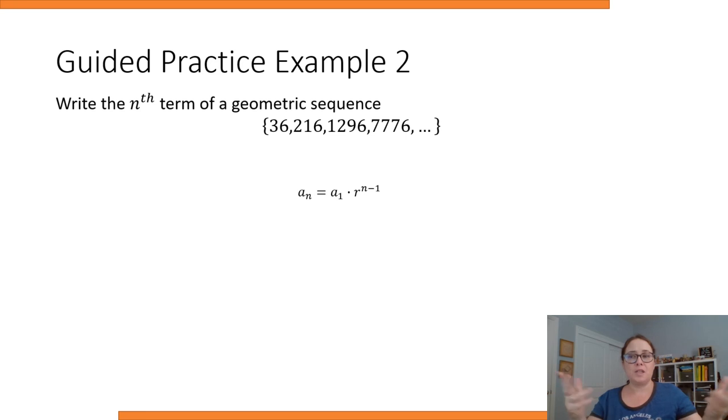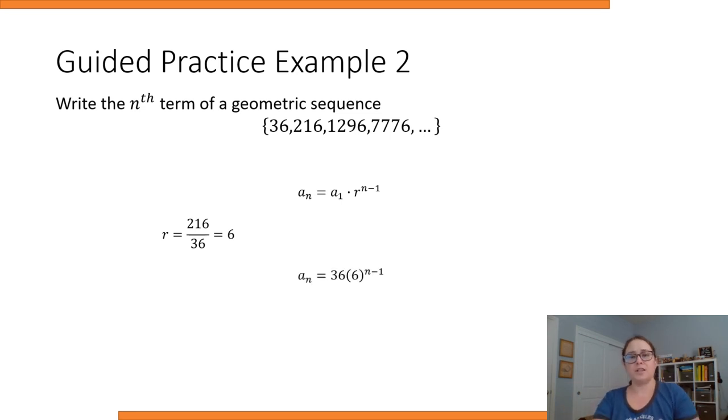So with the common difference, we subtracted consecutive terms to find the common difference. To find the ratio, we're going to divide consecutive terms. So for instance, if I took 216 and divided by the term that came before it, 36, that will give me the common ratio, which is 6 here. If you're trying to verify that it's geometric, then I might do another pair of consecutive terms, like 7776 divided by 1296. And I should get the same number, 6, from that to verify that I am, in fact, dealing with a geometric sequence.